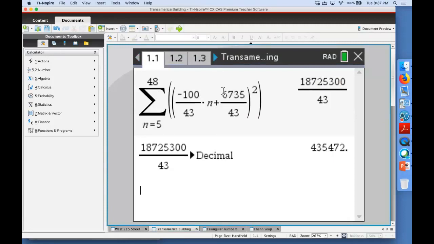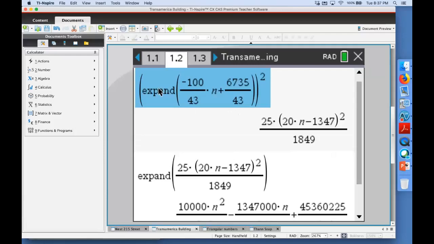But I found it interesting to just play. So I asked Inspire to expand this, and it gave me this answer here. It actually gave me this factored form. And then I asked it to expand this factored form, and I ended up getting this.